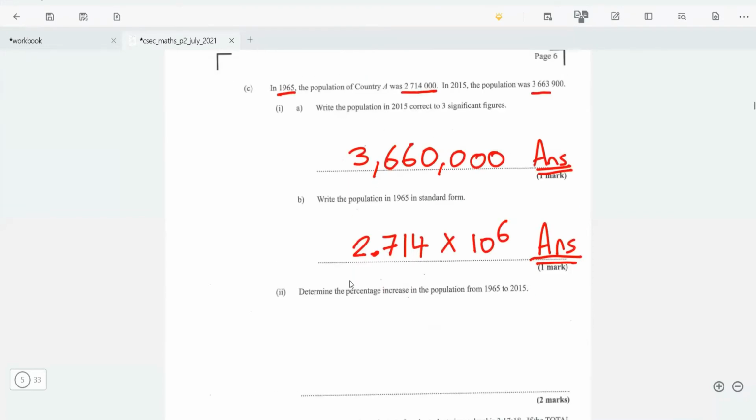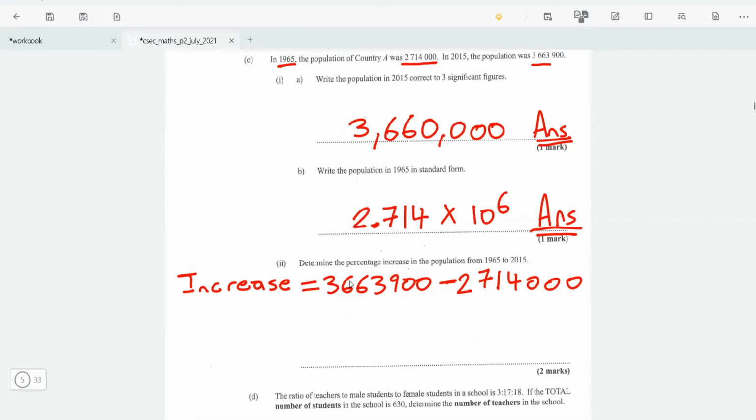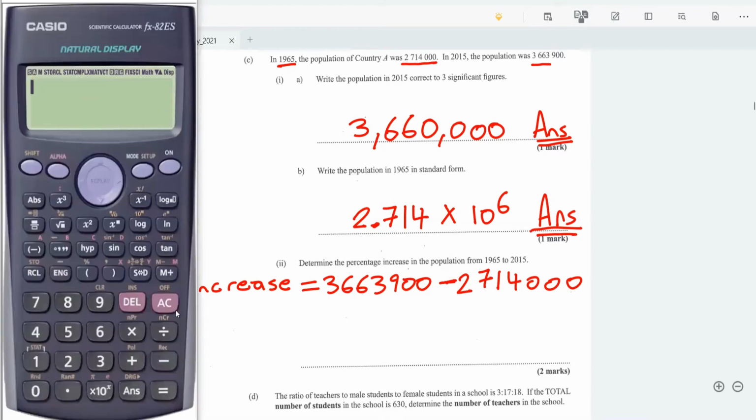As we can see, there was a big increase in the population. So first, let's work out the increase. The increase is going to be equal to the population now, 3,663,900 minus the whole population, which was 271,400. So that is 3,663,900 minus 271,400. When we work that out, let's put it in our calculator right here, because it's not coming to me by just looking at it.